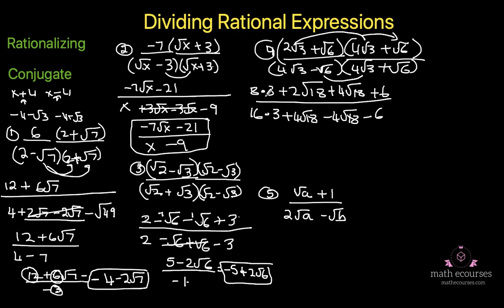Now combine your like terms. So on top, 8 times 3 is 24. I can combine these because I see a square root of 18. So 2 plus 4 is 6, square root of 18. And then bring that 6. We'll combine that in the next step. 16 times 3 is 48. These will cancel, and then minus 6. Okay, I can add 24 plus 6 to get 30, plus 6 square root of 18. 48 minus 6 is 42.